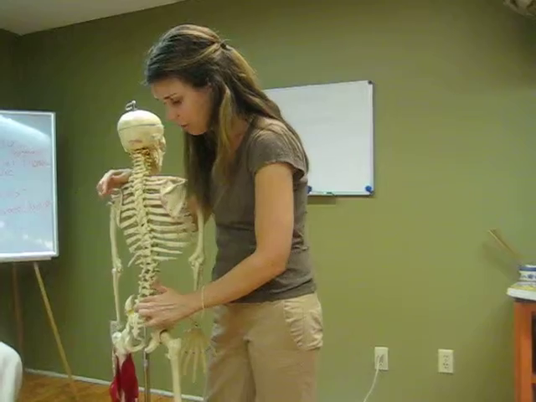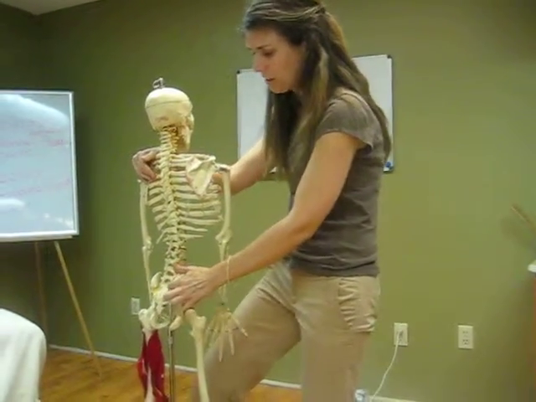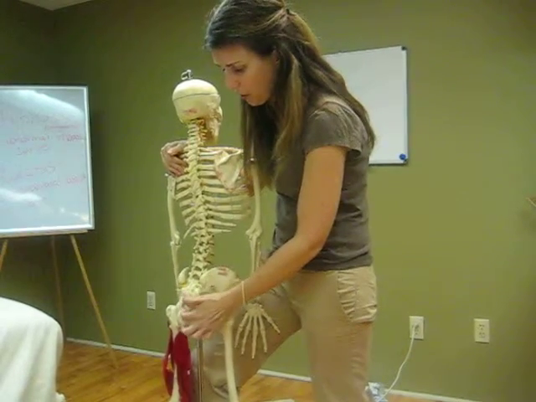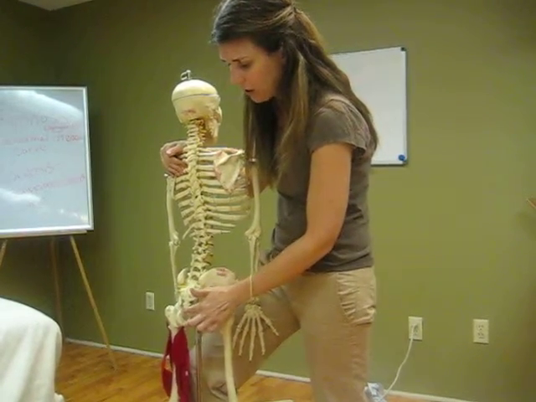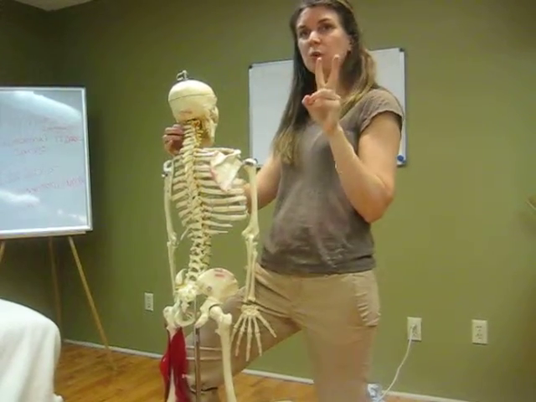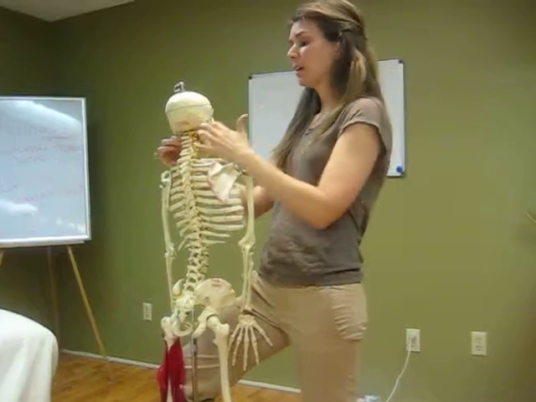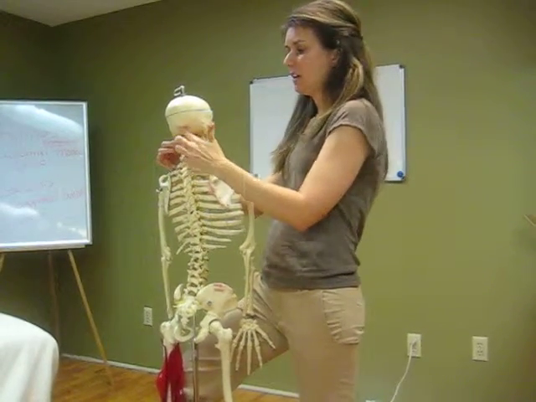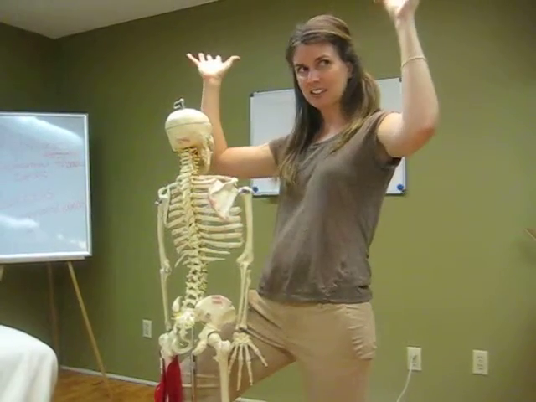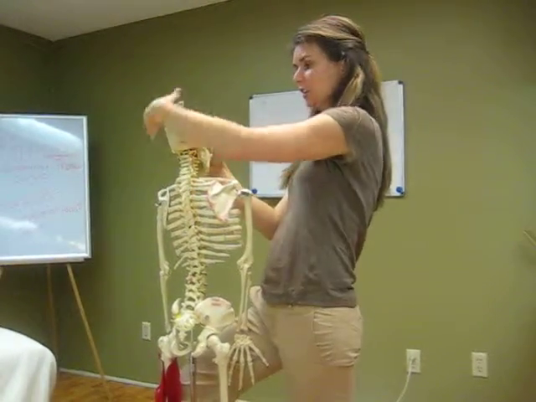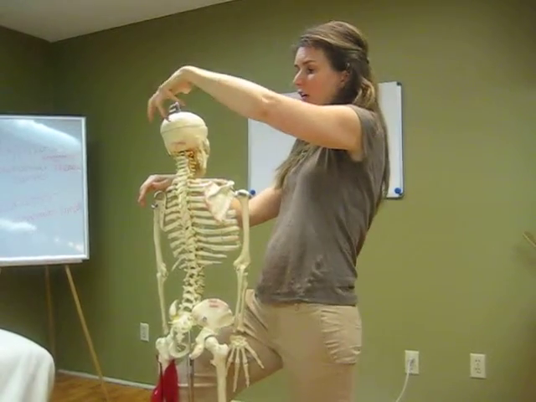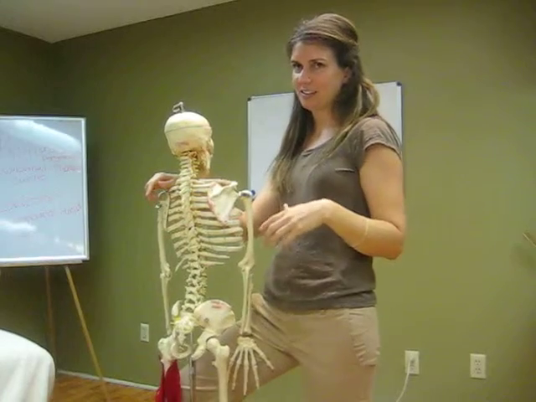There are 5 fused vertebrae down here at the bottom called the sacrum, and the tailbone at the very, very bottom is called the coccyx. C1 and C2 have very special names because their shape is slightly different. So C1, the very first one, is Atlas, because Atlas was the guy who pulled up the world, your head is the world. C2 is Axis, because your head rotates on an axis.